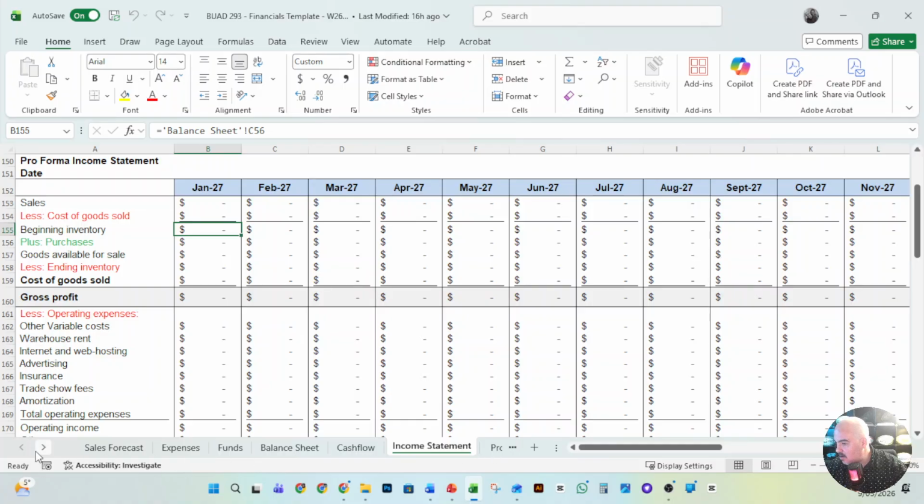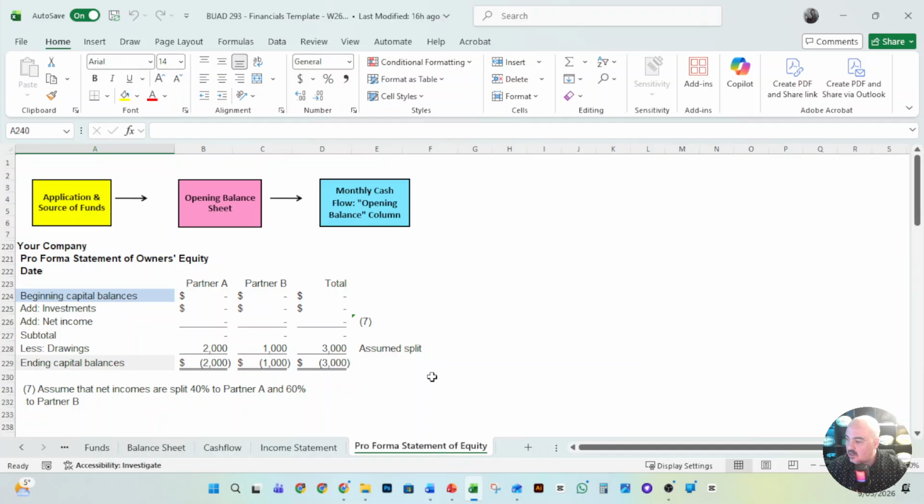If we keep going here, this is the last one, guys, the pro forma statement of equity. This is just going to show us who's put in what money and how much. So we'll have to fill these in as well, minus the drawings here per month. So we'll just need to make sure we get in this information to figure out who our investors are and how much they've put in.